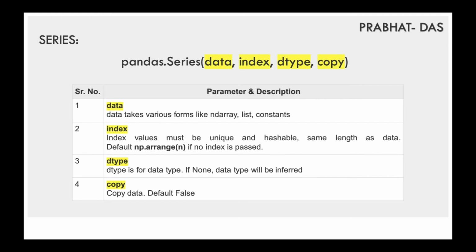So understanding about Series, pandas.Series, as I said, accepts these four parameters. These four parameters can be explained as follows. Data takes various forms like n-dimensional array, list or constants. Index, as I said, are those index values that are required by pandas. And data type is basically the data type which sets the value of that particular pandas Series.